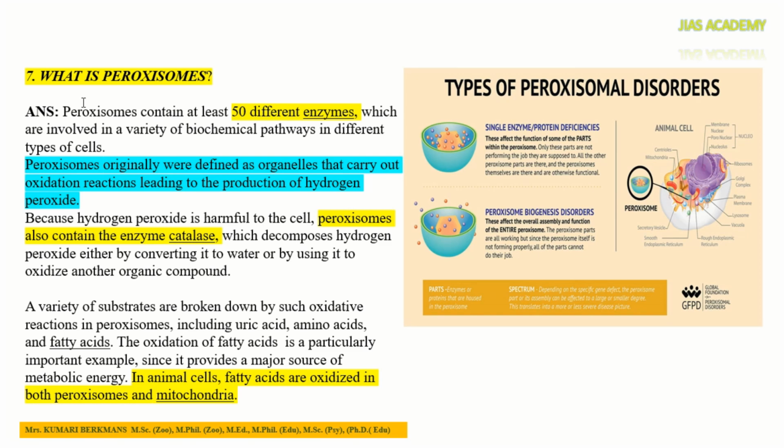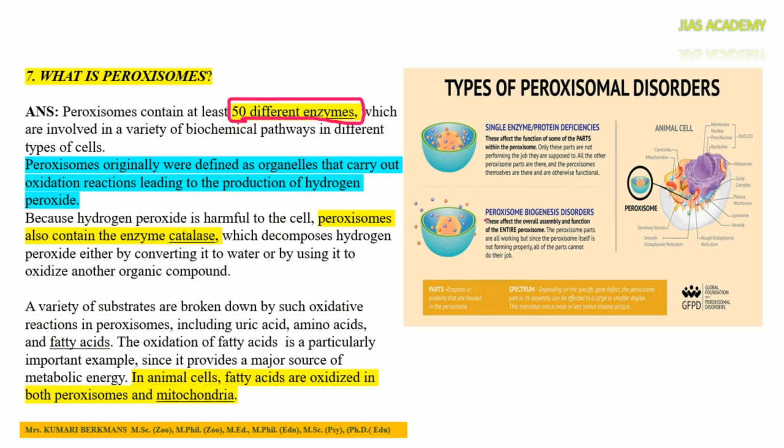Now let us see what peroxisomes are. It is an organelle, I told, and some disorders in the peroxisomes lead to that syndrome. Now this peroxisome contains about 50 different enzymes, which are involved in a variety of biochemical pathways in different types of cells. And usually it synthesizes hydrogen peroxide, and if this hydrogen peroxide is synthesized in a large amount, it is a toxic substance, so it has to be decomposed.